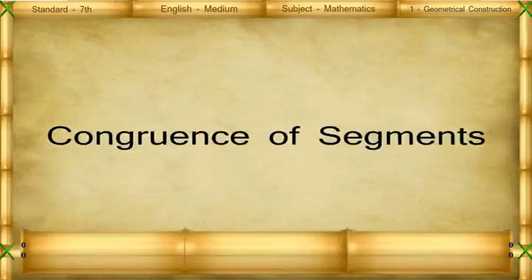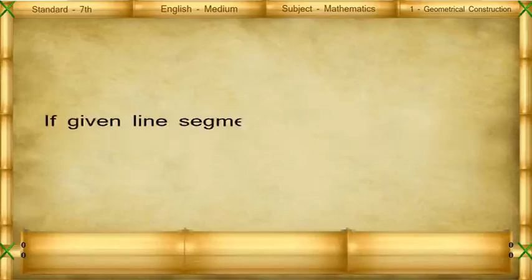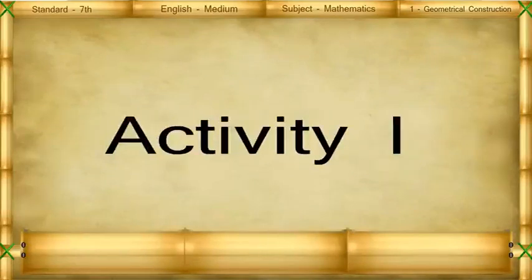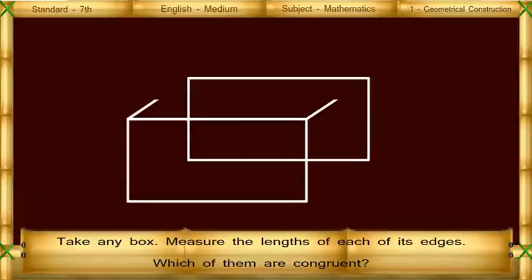Congruence of segments. If given line segments are equal in length, they are congruent. Activity 1. Take any box. Measure the length of each of its sides. Which of them are congruent?